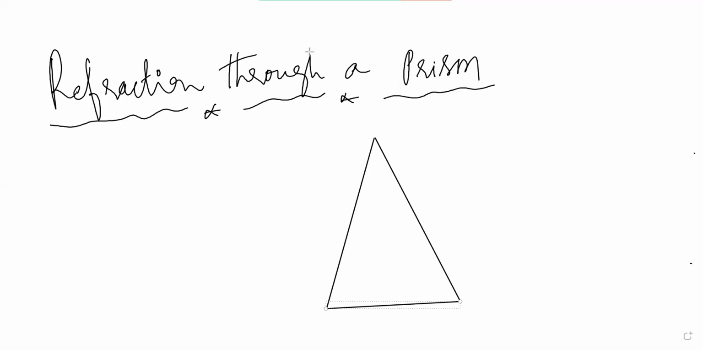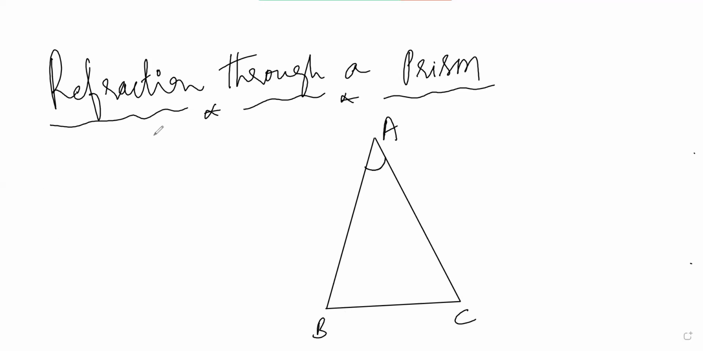So this is a prism ABC, okay? ABC is a prism. BC is the base of the prism. AB, AC are the two inclined surfaces of the prism where they basically do the refraction. Okay, AB is the refracting surface, AC is the refracting surface. BC is the base of the prism, and this is the angle of the prism. So A is the angle of the prism.